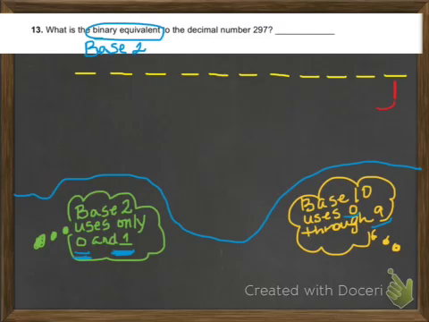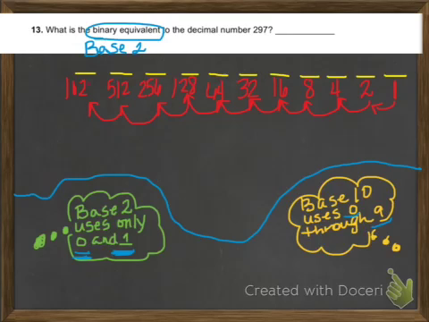Increase by a multiple of 2, so 1 times 2 is 2. The next one is 2 times 2, which gives you 4. 4 times 2 gives you 8. 8 times 2 gives you 16. 16 times 2 gives you 32. 32 times 2 gives you 64. 64 times 2 gives you 128. 128 times 2 gives you 256. 256 times 2 gives you 512. And then 512 times 2 gives you 1024. And you could keep going.